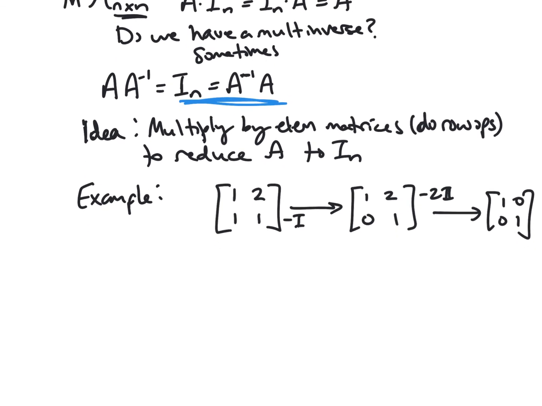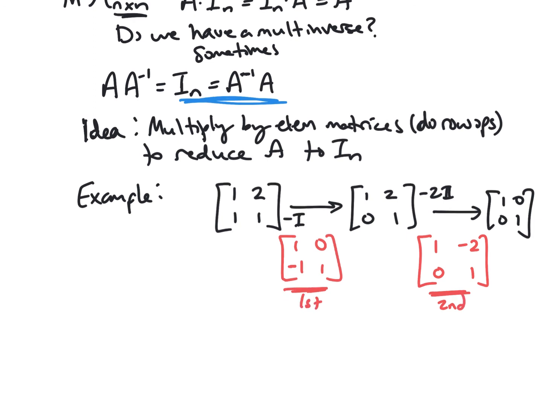So how can I view this? Well, what is the matrix that does subtracting row 1 from row 2? This would be 1, 0, negative 1, 1. And over here, I'm subtracting 2 times row 2 from row 1, so that should be a negative 2 in the second column of the first row. And that's going to be this. But I'm doing them in the opposite order, right? I'm first doing this, then this comes second.